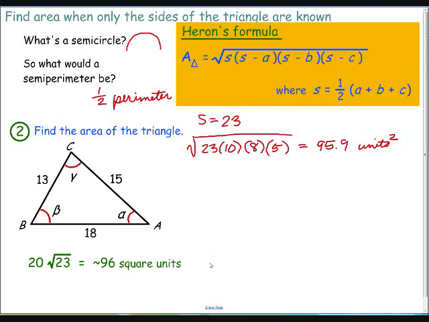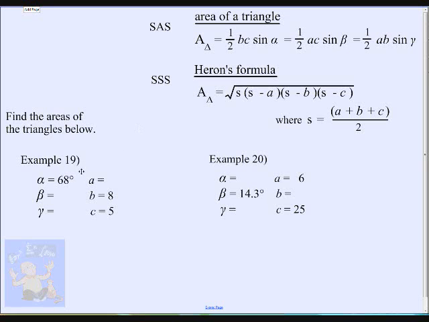Let's see how that matches with an earlier work by me. Yes. Okay. So now right out of your notebook or your workbook, we've got example 19 and example 20. Let's see which way we're going to go with these.